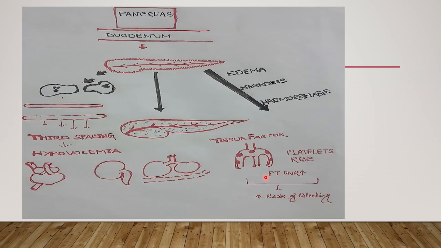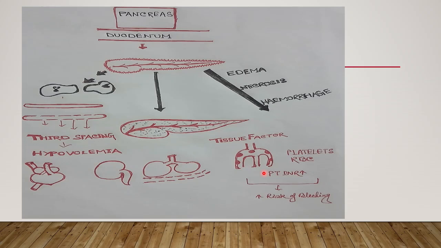Now, what happens here? If pancreatitis is present, then inflammation is present. Inflammation stimulates tissue factor. Tissue factor causes clotting. For clotting purposes, what is required? Platelets and RBCs. If platelets and RBCs accumulate here for clotting purposes, then what happens? In the body, thrombocytopenia and anemia will be present. If more platelets and more RBCs are present here, then there are no platelets present in the body for clotting. So PT-INR will be increased.